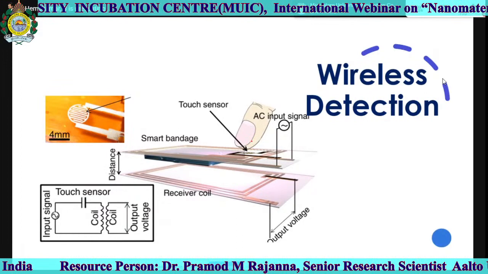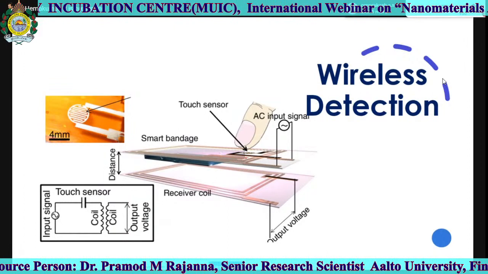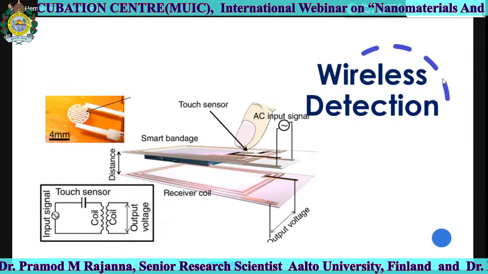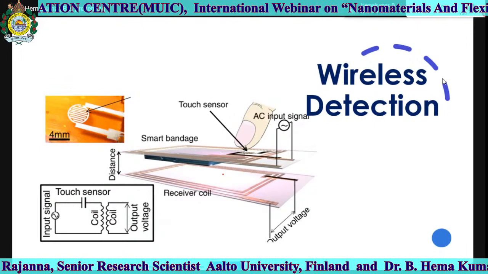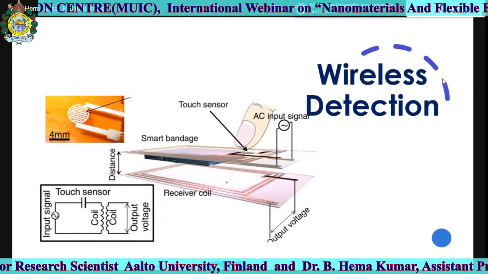And the third mechanism that interests me a lot is wireless detection. See this kind of wireless detection that is used in these devices. You have two coils, one a transmitting coil and one a receiving coil. You can see the circuit here. You have a capacitance connected in series with the two coils. Whenever a person touches the capacitance, the capacitance and the inductance change.